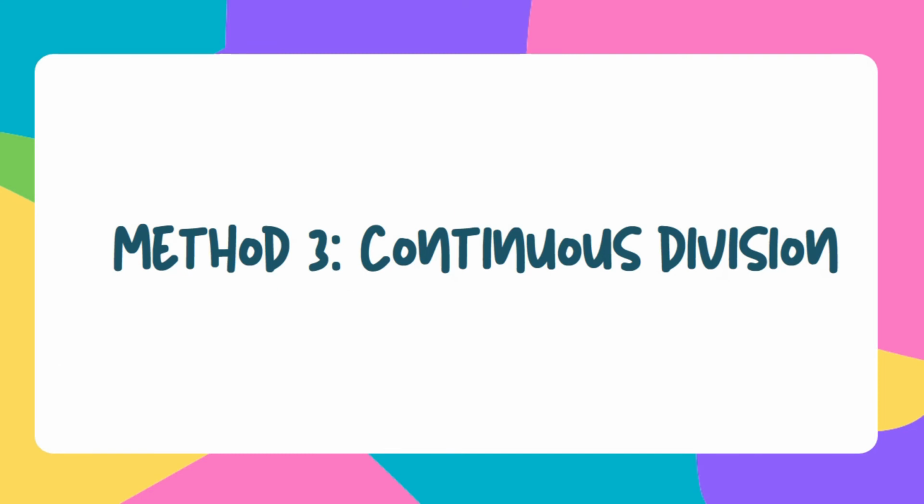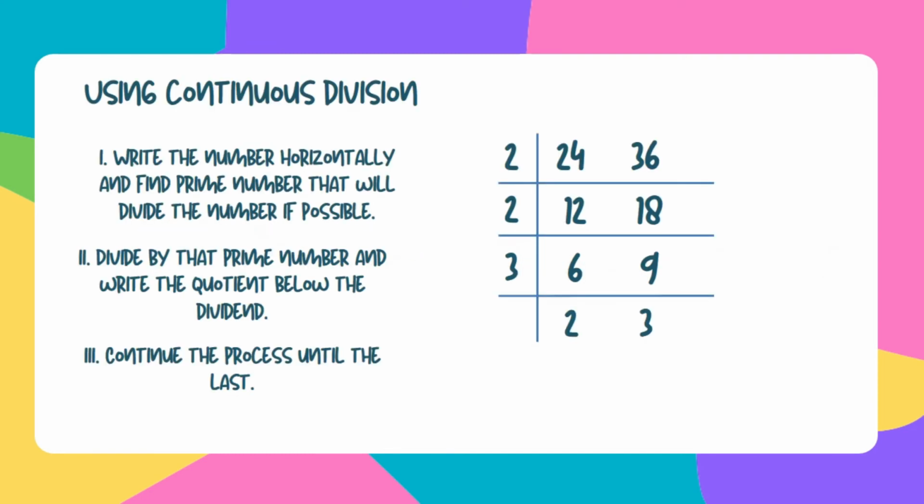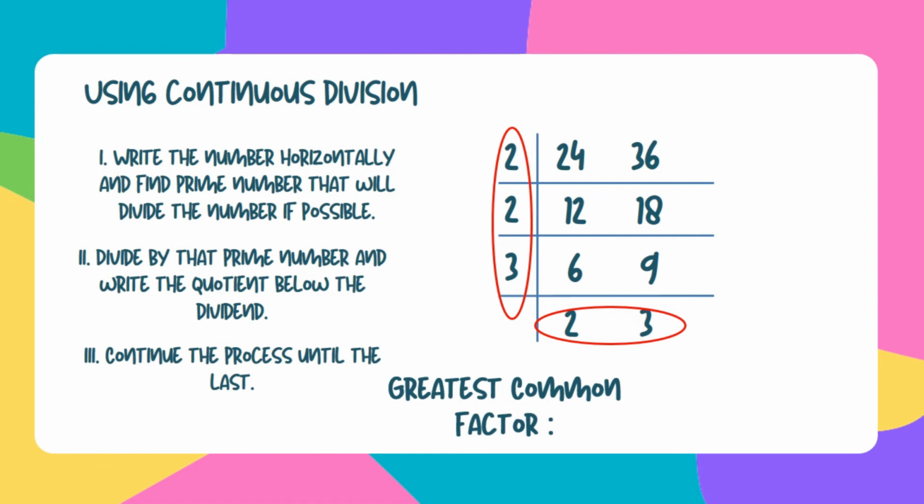Method number 3, continuous division. After performing prime factorization using continuous division, we're going to multiply the divisors of 24 and 36 to get their least common multiple. 2 times 2 times 2 times 3 times 3 is equal to 72.